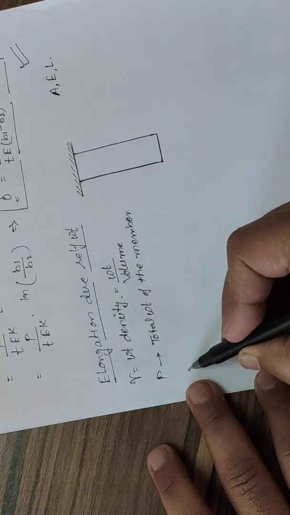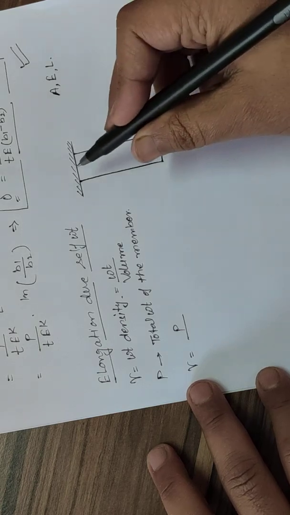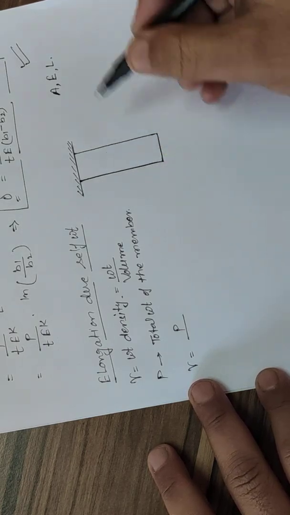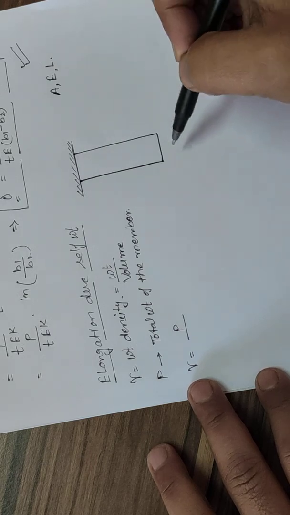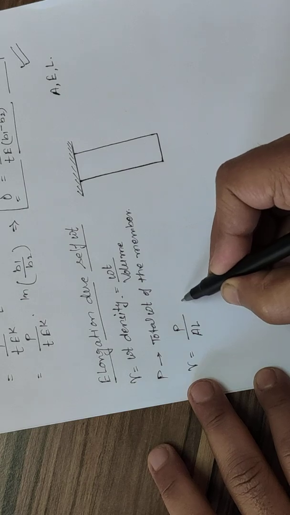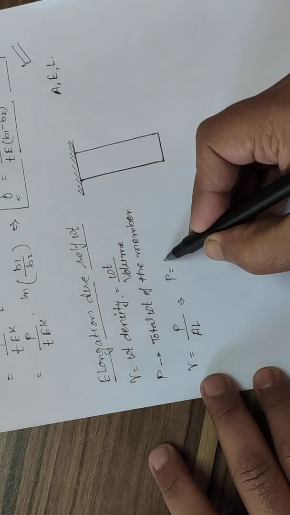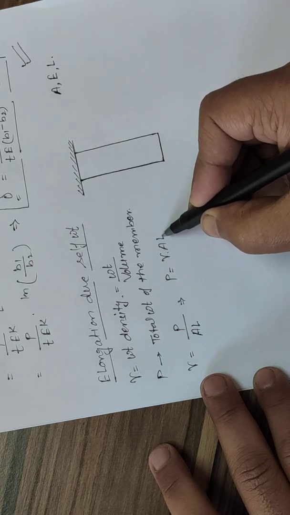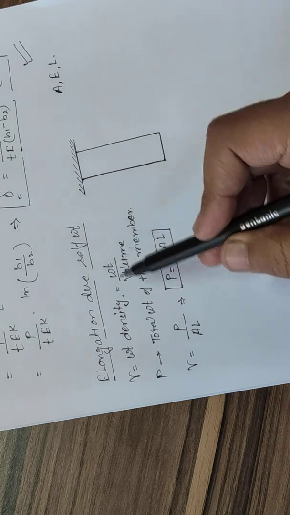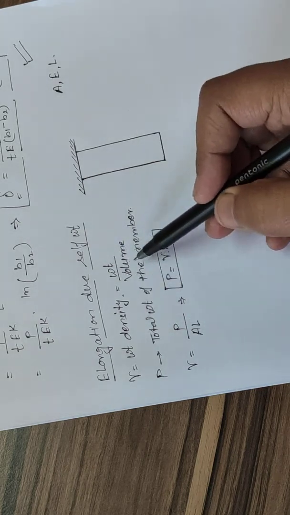So we can write gamma is equal to weight P divided by volume. Now the volume of this member is length multiplied by area, length is L, area is A, so this is A into L. From here we can write that P is coming out to be gamma into A into L. Weight density is equal to weight per unit volume, so weight will be equal to weight density multiplied by volume.